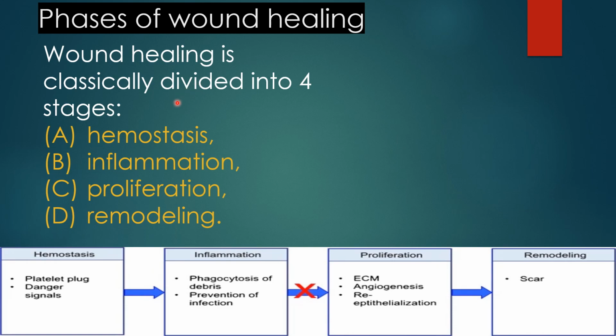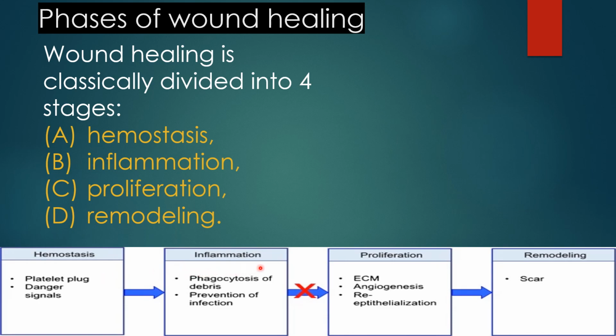Wound healing is classically divided into four stages. Number 1 is hemostasis, number 2 is inflammation, number 3 is proliferation, number 4 is remodeling. See, at the time of injury, our body tries to stop the bleeding from the wound site by various mechanisms like platelet plug and coagulation cascade, which is called hemostasis. It will occur at the time of injury.